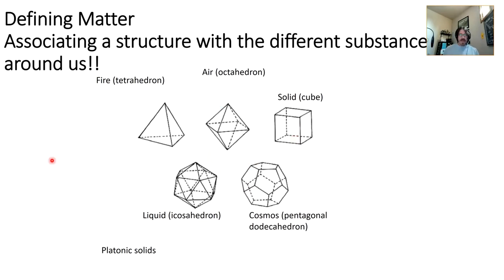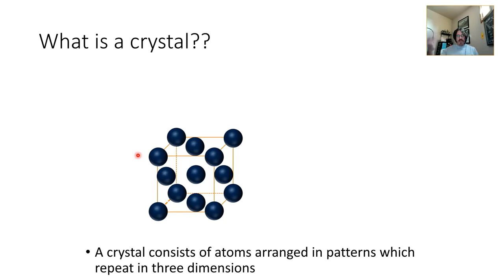So the way society, at least Western cultures, have tried to characterize the world around us has been by associating some sort of shape with each of the elements. So we want to think about what is a crystal. A crystal consists of atoms arranged in patterns which repeat in three dimensions. A repeating structure is a key characteristic of whether or not a substance is crystalline.